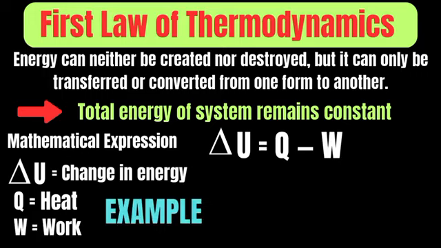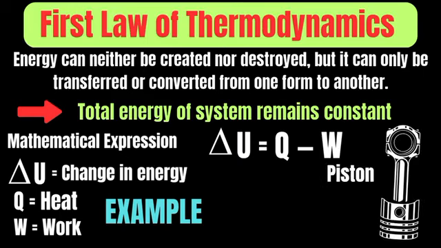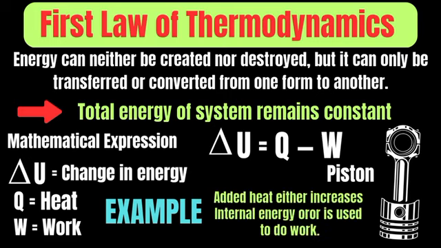Imagine heating a gas inside a piston. When heat is added, the gas molecules gain energy and start moving faster, as a result increasing the internal energy. If the gas expands and pushes the piston outward, it does work on the surroundings. The heat energy added to the gas either increases its internal energy or is used to do work. And as a result, we can say that overall energy is conserved.